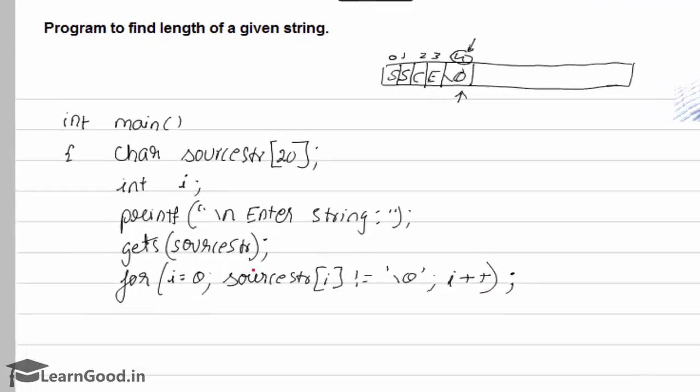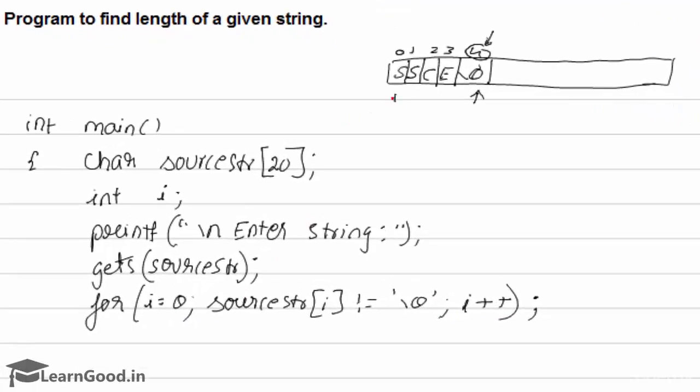So let's see how this works. The i value is going to be 0 the first time. It comes to expression 2, source str of 0 is s, which is not equals to \0, the condition is true. Immediately after this, it goes to expression 3, where the i value is incremented. So i is now 1. After that it comes back to expression 2 and checks: source str of 1 is s. Again s is not equals to \0, true.